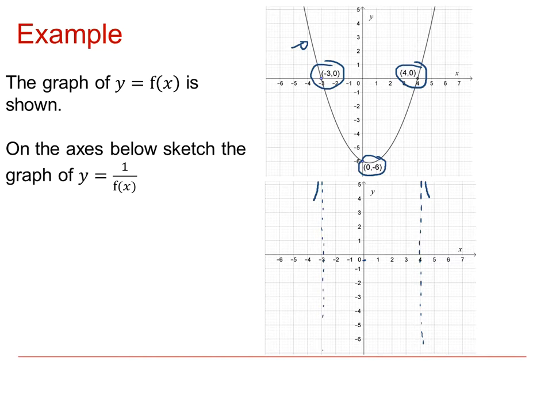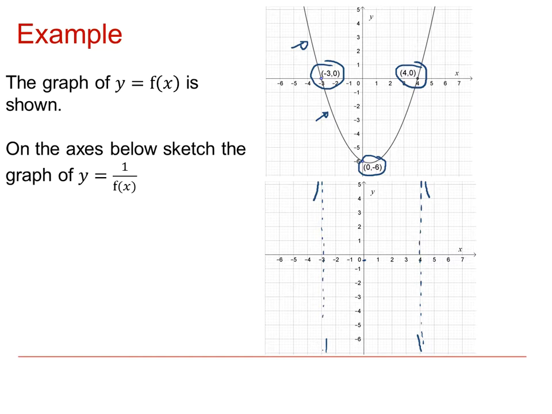To the right of negative 3, the function is negative, so therefore 1 over f of x must be negative. Likewise, to the left of, or below, x equals 4. Well, that's probably about it for the asymptotes.